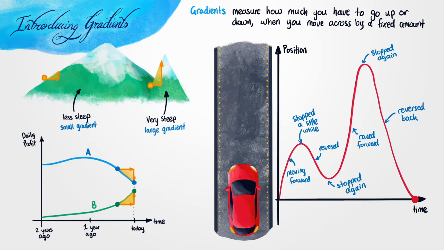Now all of these things that I've written can be captured by little line segments that we can draw on the graph. Now the gradient over here points up, so it looks like the car was going forwards. The gradient over here is also pointing up, but it's pointing much higher, so the car was going much faster.